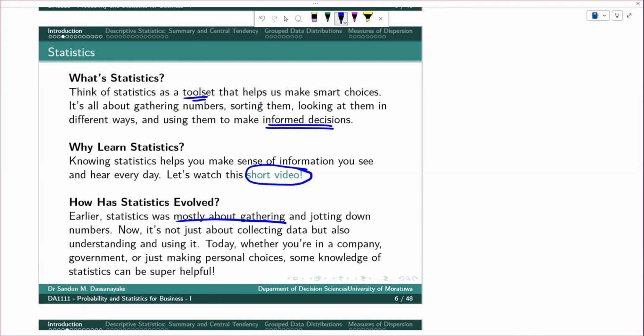After fairly 50 years or so, maybe 100 years, now it's not just about collecting data. Now we are trying to understand it and use it. Today, whether you are in a company, government, or just making personal choices, it can be your finances, it can be your everyday life choices, some knowledge of statistics is really helpful. Now, I hope you have an idea about what is statistics and some inquisitive understanding of the nature of statistics, some curiosity to learn.